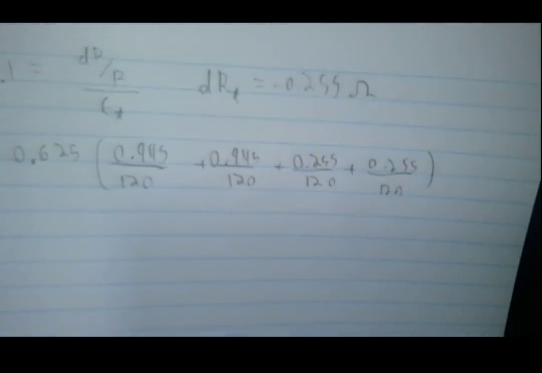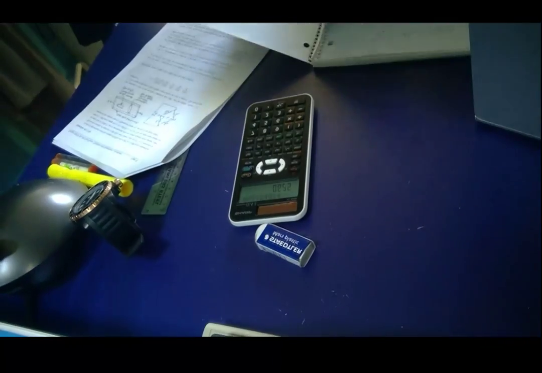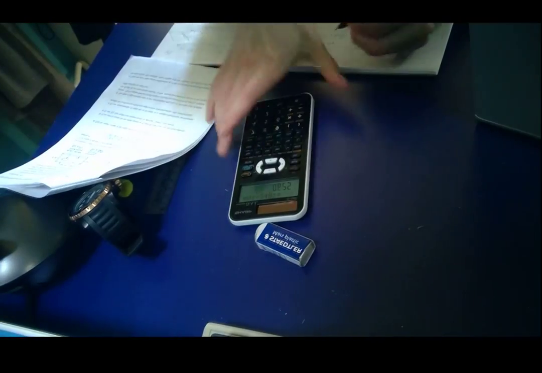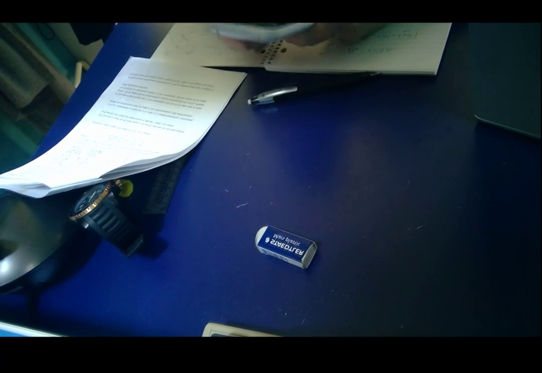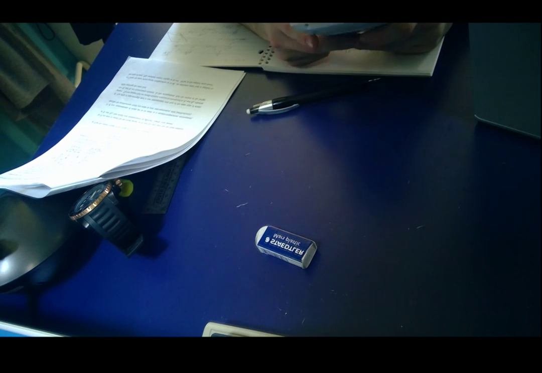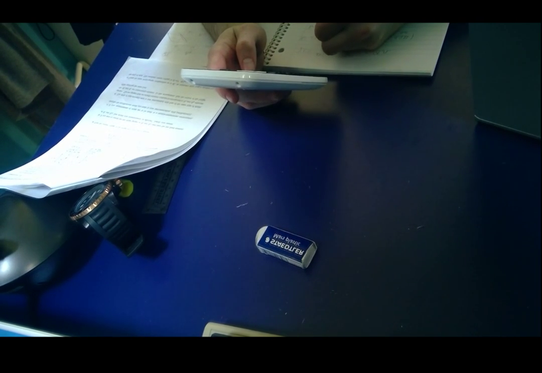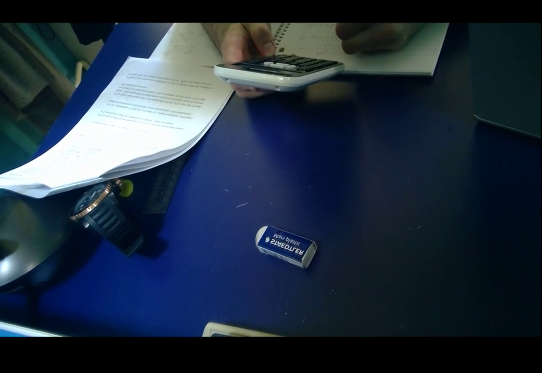I was just going out of the window to know if I was showing correctly. And now we calculate the final answer. 0.945 divided by 120 plus 0.945 divided by 120 plus 0.225 divided by 120 plus 0.225 divided by 120 gives us a V out of 0.012, and that's a total of 12.32 millivolts.